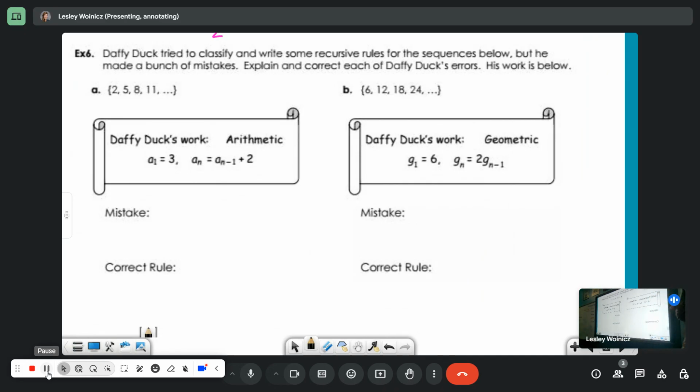So Daffy Duck tried to classify and write some recursive rules for his sequences, but he made a bunch of mistakes. We're going to explain and correct the mistakes. So he's writing the rule. This is what's given to him, and this is his work. He even put his name on it. He says that this rule is arithmetic. Is he right?